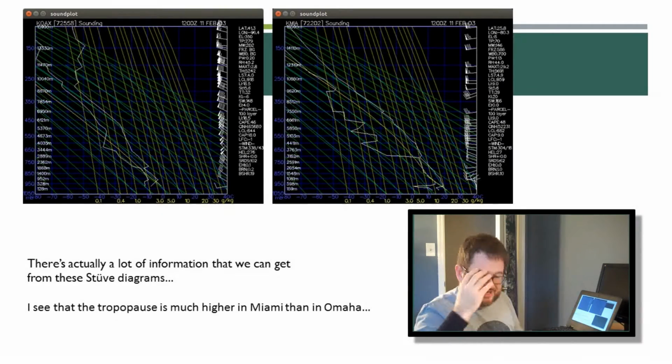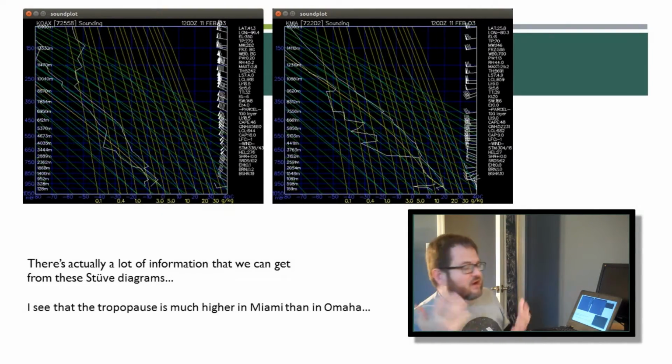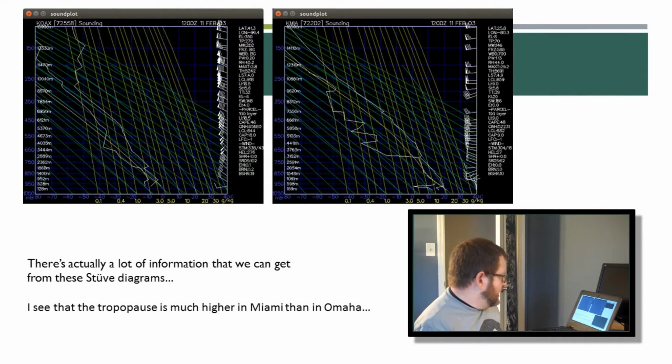If you're a survivor of lots of other classes, you're not surprised by that. In general, warmer, more tropical places do tend to have a higher tropopause. Okay.